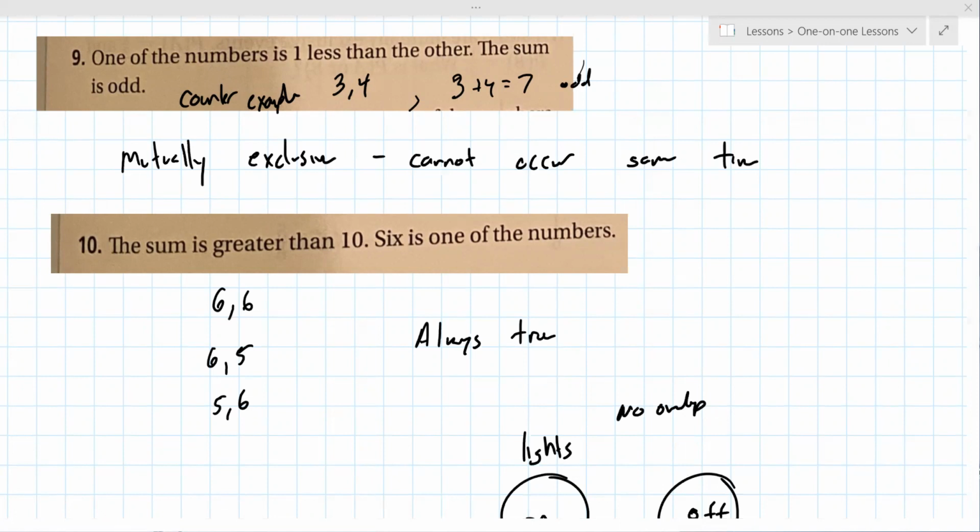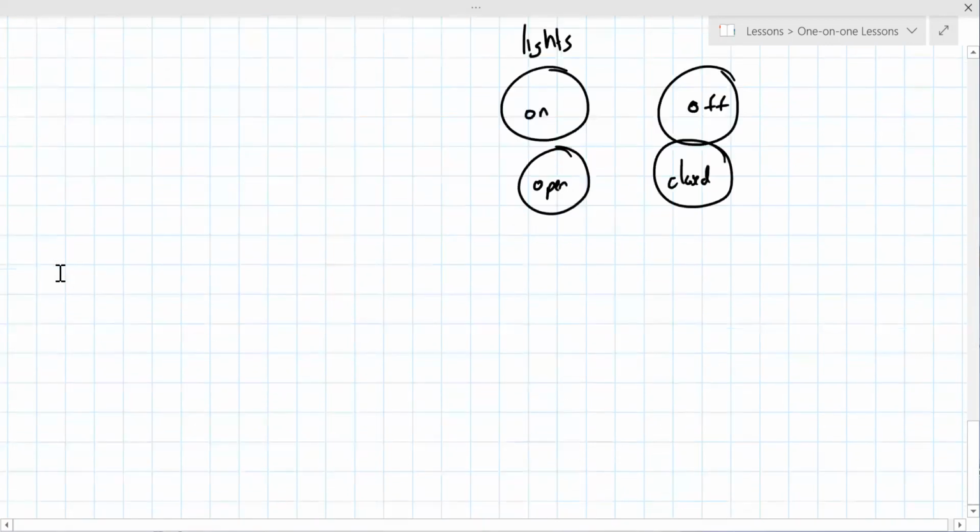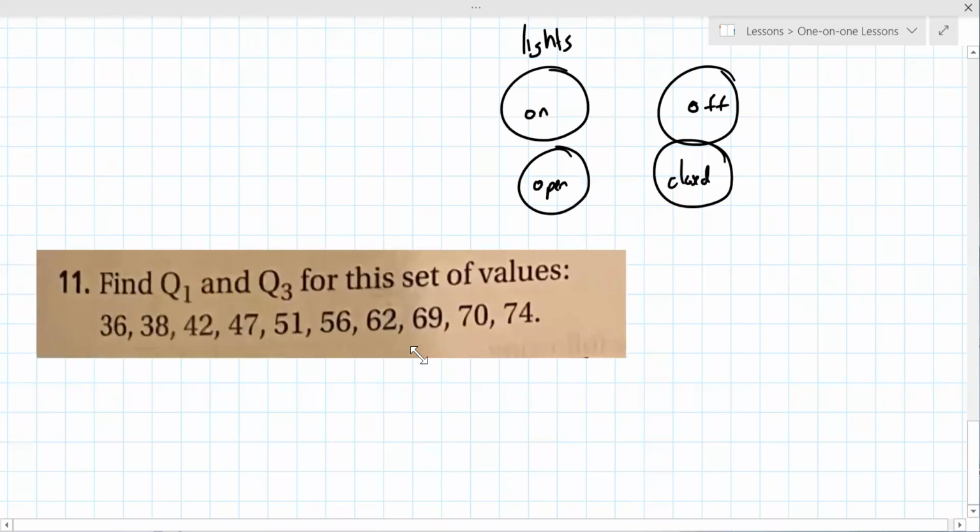All right. Number 11. The way you find Q1 and Q3 depends on whether you have an even or an odd number of numbers. These are already sorted for you, which is nice. 1, 2, 3, 4, 5, 6, 7, 8, 9, 10. 10 numbers. So this is the harder case because there's 10, an even number. So the first thing I would tell you to do is break it in half. 1, 2, 3, 4, 5, like that. And then 1, 2, 3, 4, 5.